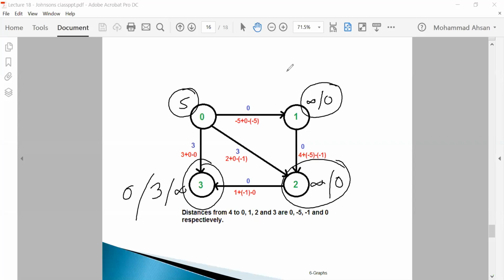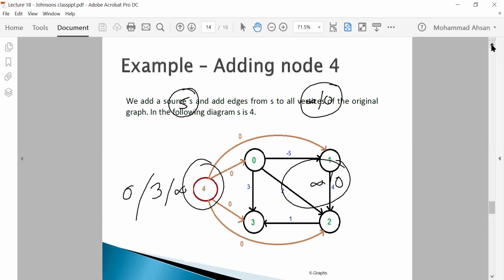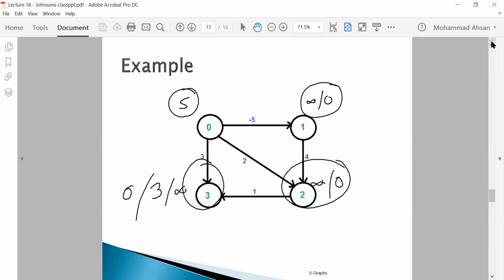So the shortest path from 0 to 1, 2, 3 is simply 0 to 1, 1 to 2, and 2 to 3. If we check the original graph, the shortest distance from 0 to 1 is minus 5. The shortest distance from 0 to 2 is minus 5 plus 4, so that is minus 1. The shortest distance from 0 to 3 is minus 1 plus 1, which is 0. So what we get as an answer is true for the original graph.